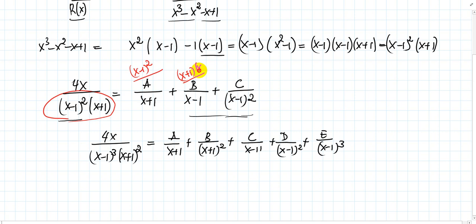(x plus 1) and (x minus 1). What do I need to multiply the third term by? (x plus 1), right? So let's multiply all the terms and find a, b, and c.